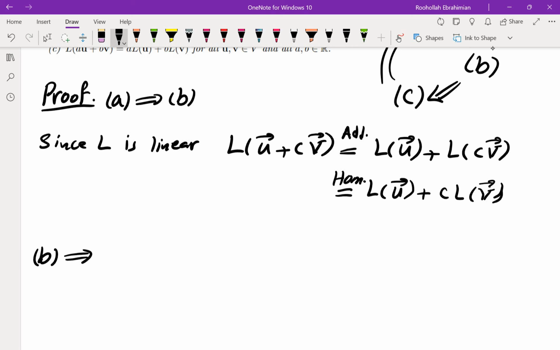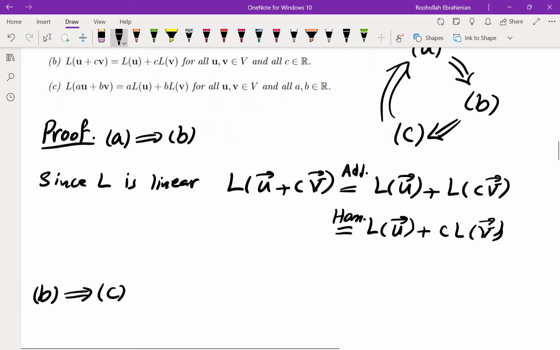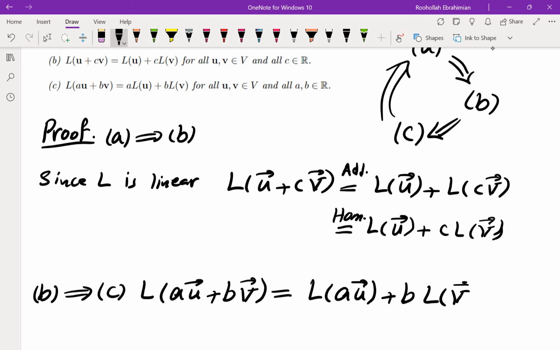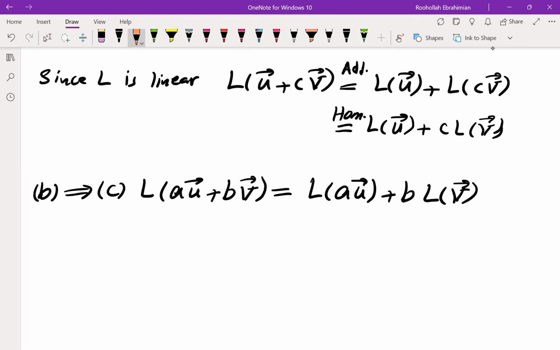And I will tell you why we need this theorem and how it would help. B implies C. So suppose we have B. So what does that mean? It means if I take L of AU plus BV, I can write this down as L of AU plus B L of V. This is by part B. I can just take this one as one vector and then take this one as another vector and then take the B out. Now I would like to take the A out.